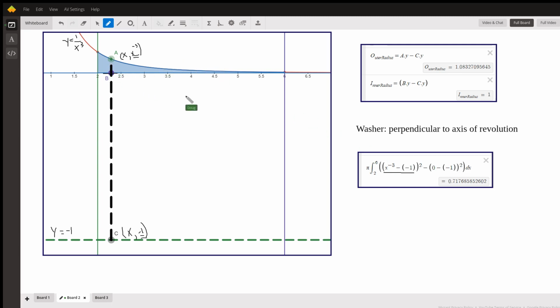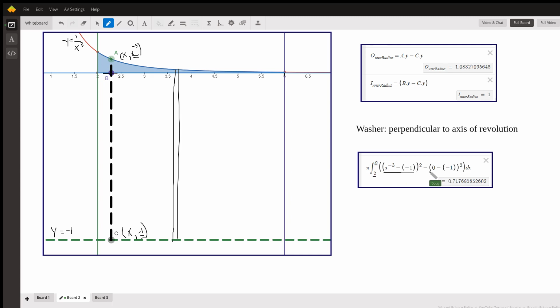And your typical washers, when you're using the washer method, are perpendicular to the axis of revolution. That's why we have this dashed black line here. That's a typical washer. If I slide this point to the right, I could get another washer over here. But the formula is the same. Outer radius squared minus inner radius squared. The point is these washers are occurring from x equals 2 to x equals 6. That's why we have these limits right here.